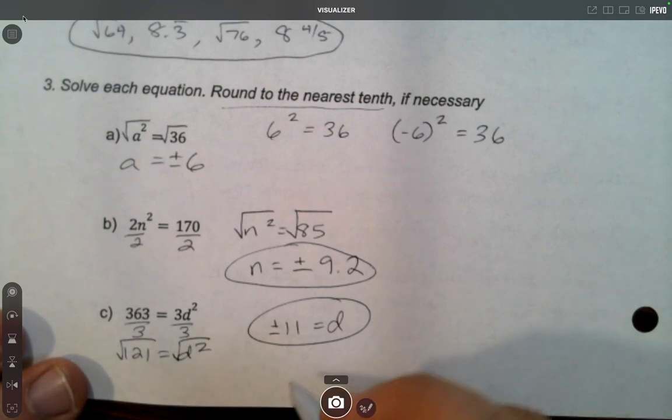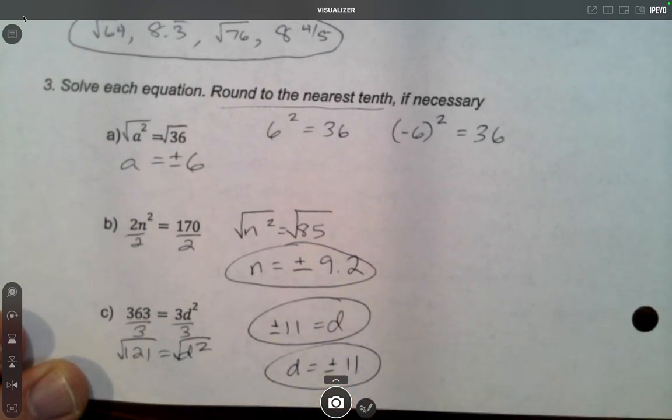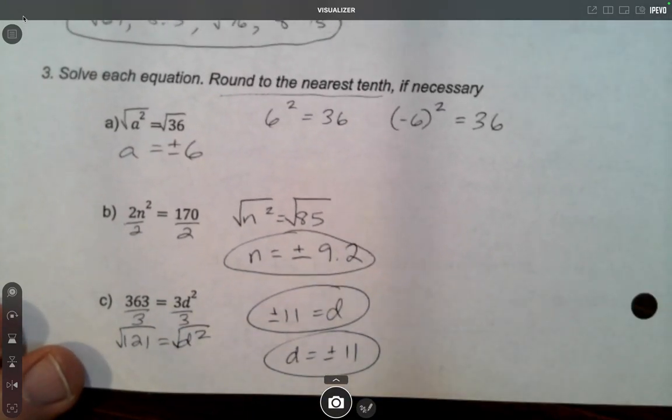And if it'd make you feel better to put the d over here and say d equals plus or minus 11, that's fine. Both forms of that are good and equally correct.